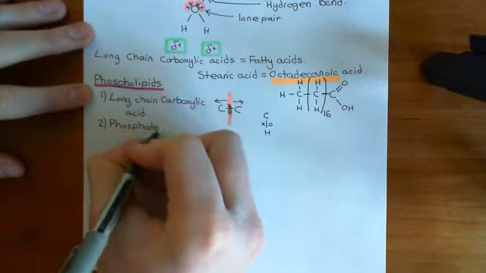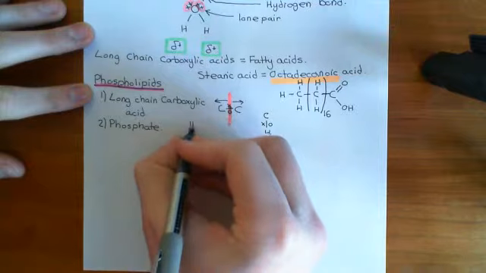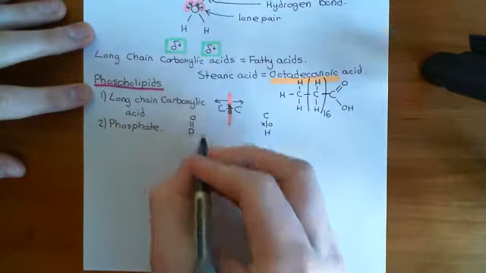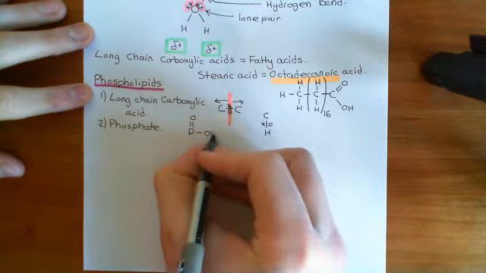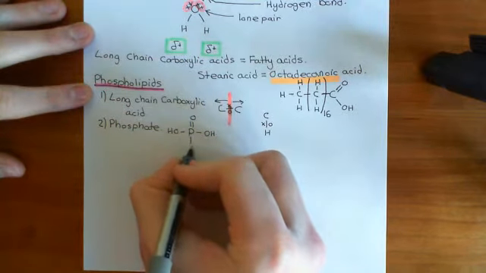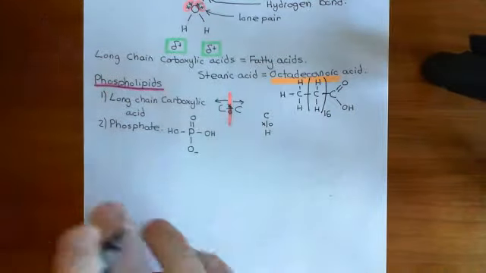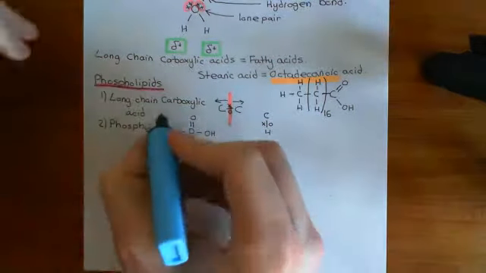So let me remind you of the structure of a phosphate group. So remember, a phosphate group consisted of a phosphorus atom, double bound to an oxygen atom, then two alcohol groups coming off the phosphorus atom, and then a single bond to an oxygen atom, which has then acquired an electron via ionic means and therefore has a negative charge.